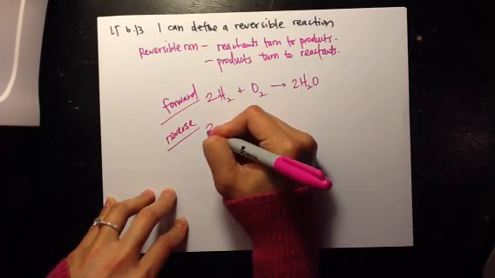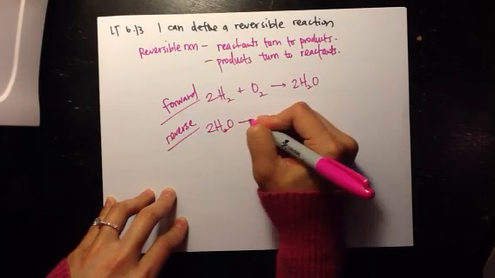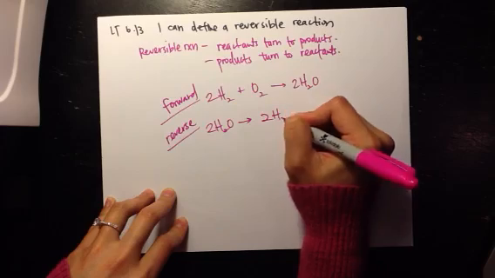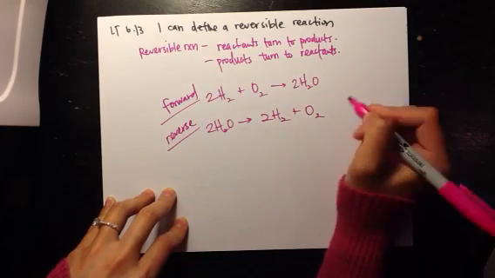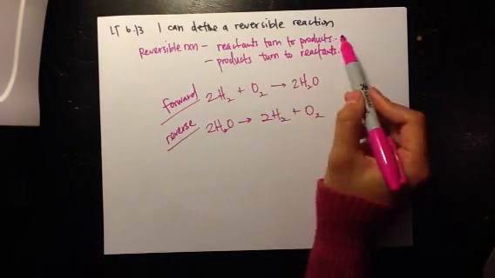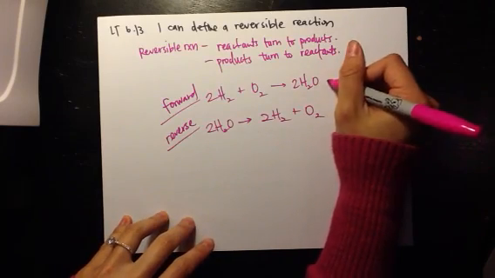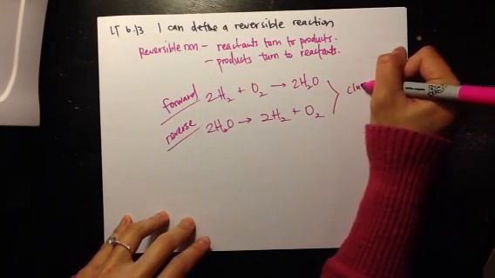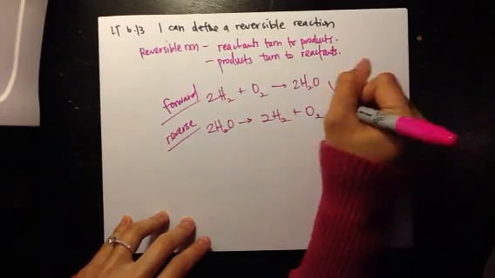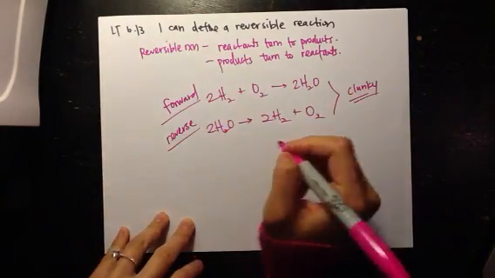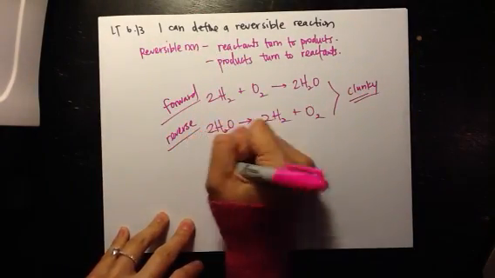We would say, well, my 2H2O will turn into or decompose into 2H2 and O2. Right? Your reactants turn to products and your products turn to reactants. We don't always write it like this because this is time consuming and clunky. So the way we sort of denote a reversible reaction is with a double arrow.